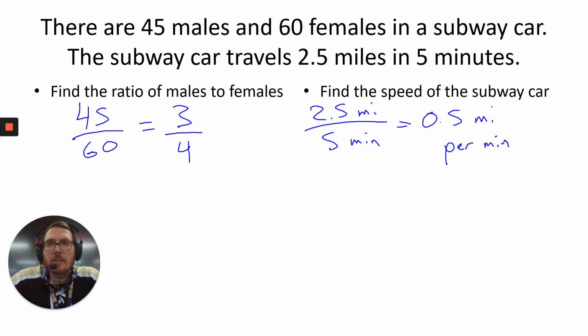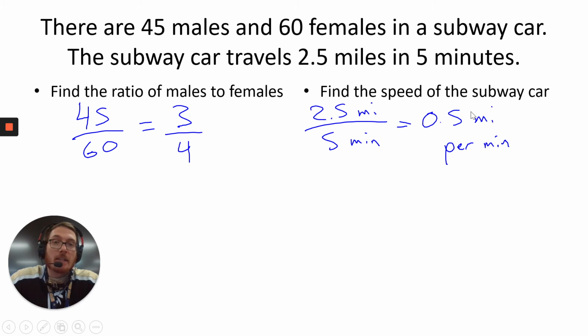Okay, next question says there's 45 males to 60 females in a subway car. First thing is write a ratio of that, so 45 over 60. Remember when you write a ratio, you always simplify as far as you can. You could use the word "to" to compare the ratio. You could use a colon, the 2 dots, or you could use a fraction. The only reason you might have to pick one over the other is because the directions say to pick one over the other. So something to keep in mind as you're looking at those scenarios.